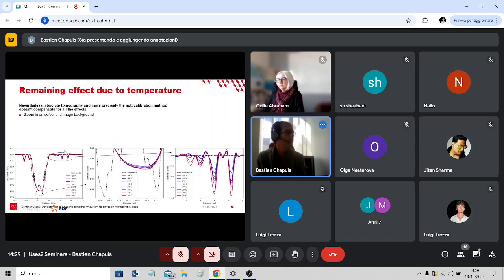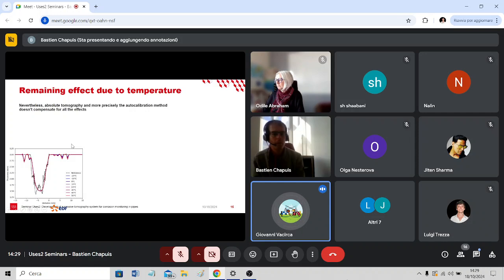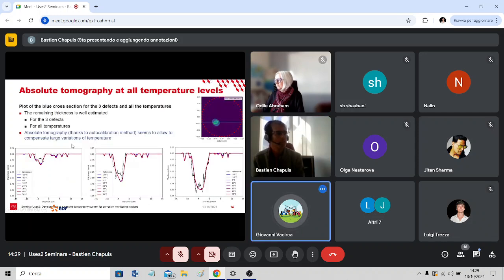If we zoom. Excuse me? Yes? Can I ask something? Yes, of course. How do you explain the robustness with the temperature variation?